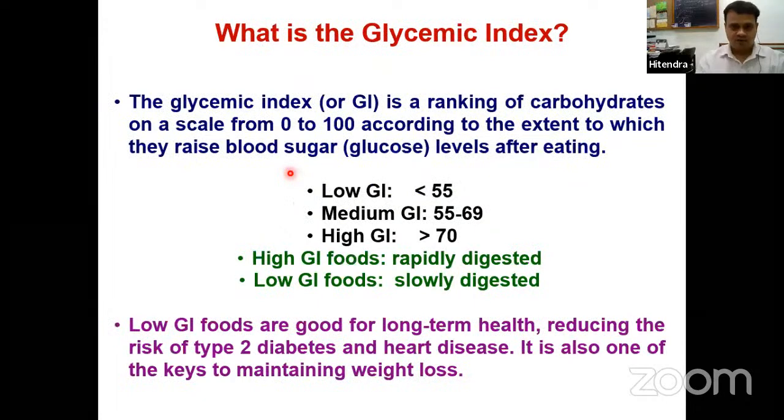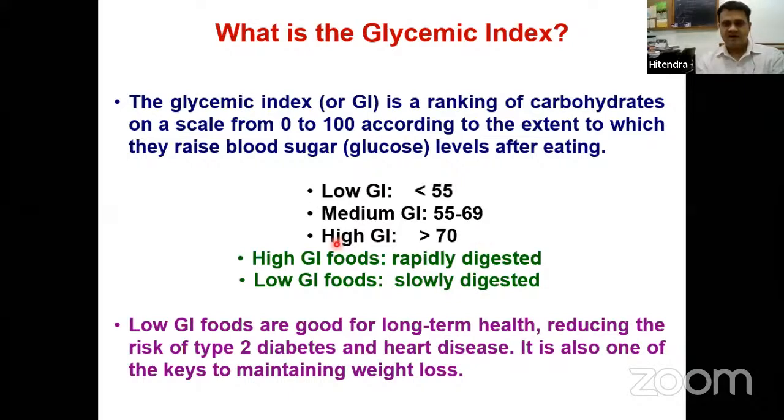So, what is GI, or glycemic index? Glycemic index is a ranking of carbohydrates on a scale from 0 to 100 according to the extent to which they raise blood sugar or glucose levels after eating. If the GI value is less than 55, it is considered low GI. If it is in the range of 55 to 69, it is considered medium GI. And if it is more than 70, it is considered high GI.